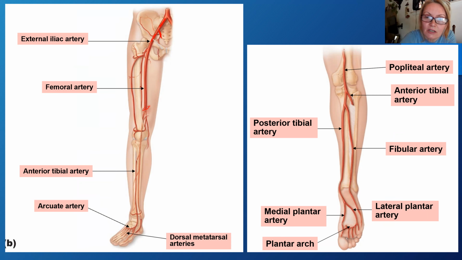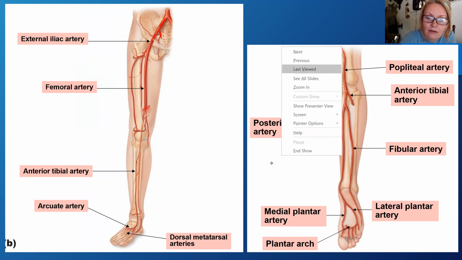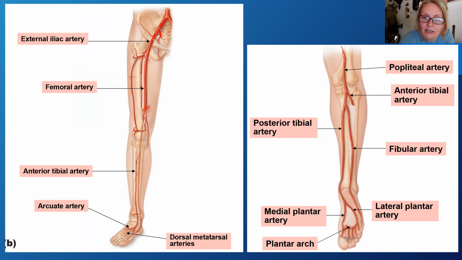So you can see over here, right? That's our femoral artery. When it moves through this adductor hiatus, it becomes the popliteal artery, and then it divides into the anterior tibial artery and posterior tibial artery, because this bone over here is the tibia bone, and the fibular artery.